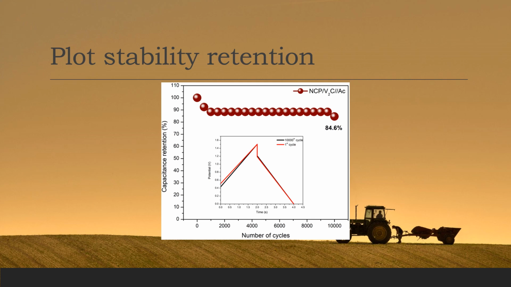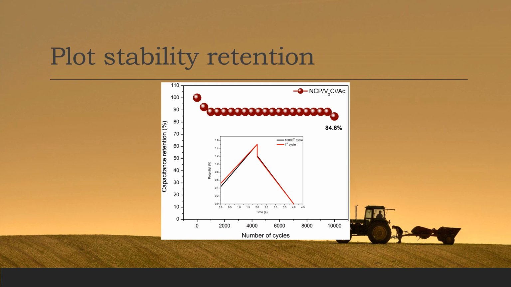In this case, I'm using the GCD, whereby I run the GCD for 10,000 cycles. Then I plot the first cycle and also the 10,000th cycle GCD plot to see a comparison. To calculate the retention, first calculate the first cycle specific capacitance. Then for the subsequent cycle, you just divide by the first cycle and multiply by 100. Then you can see how much it can retain.